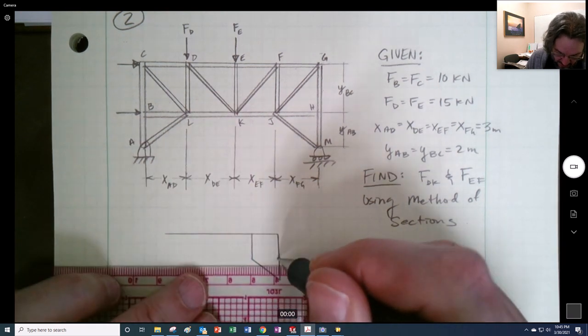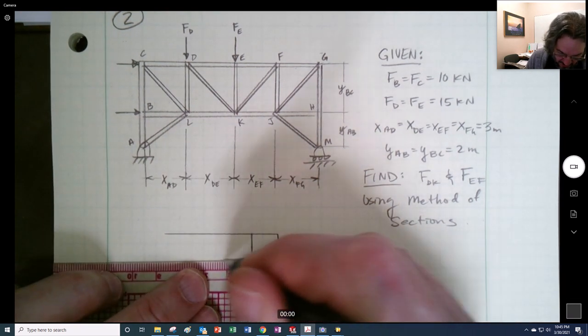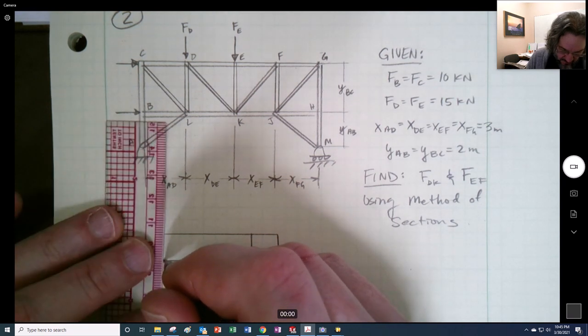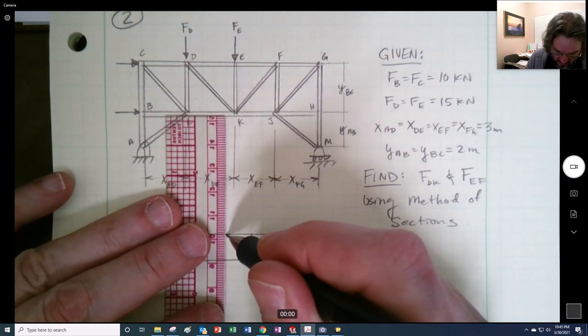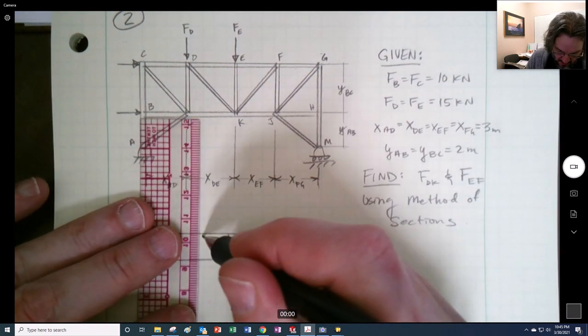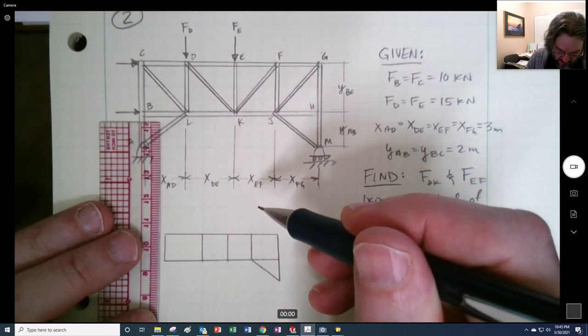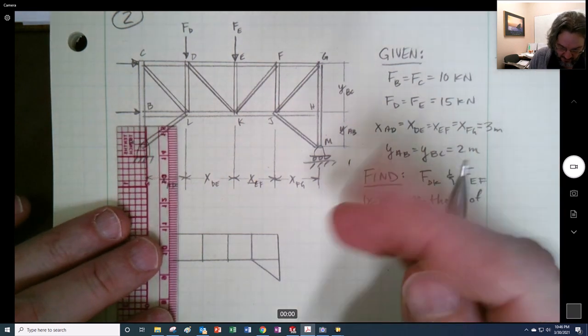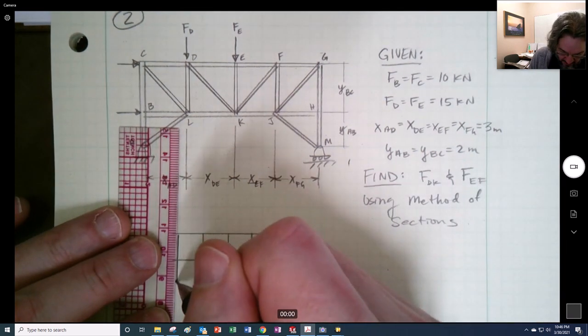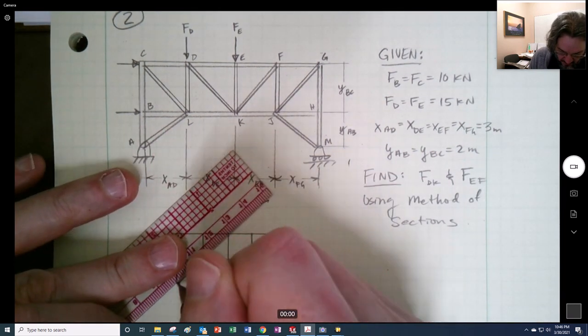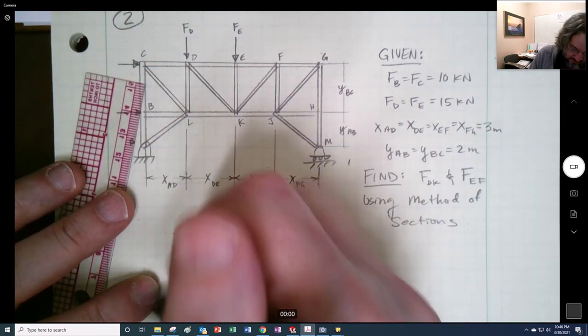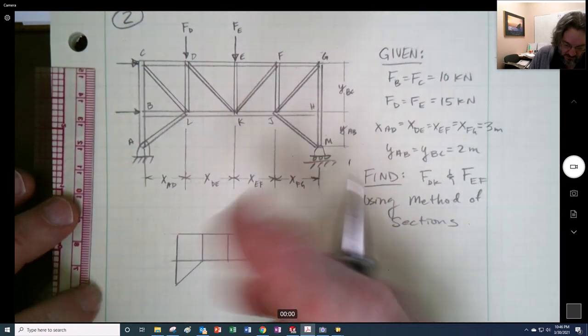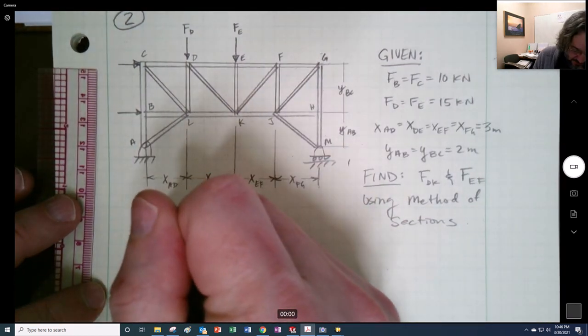All right, so let me put it in here as a quick diagram. I'll fix it. There you go. Make it look like it's supposed to look. Okay, so here's my FBD of the whole thing.